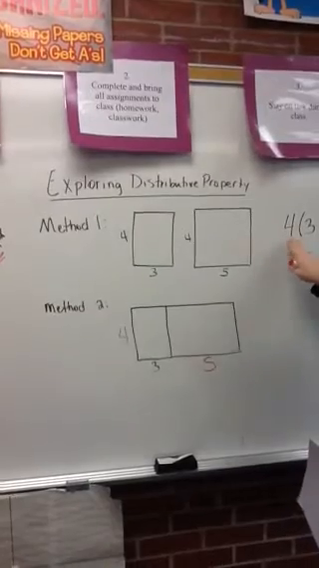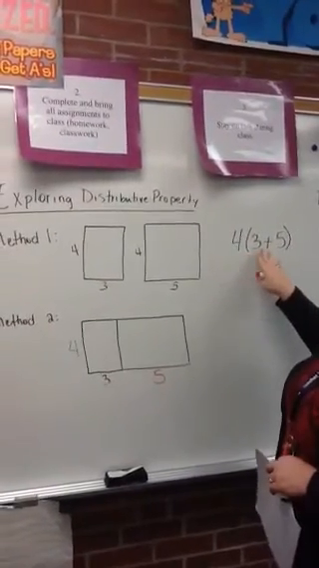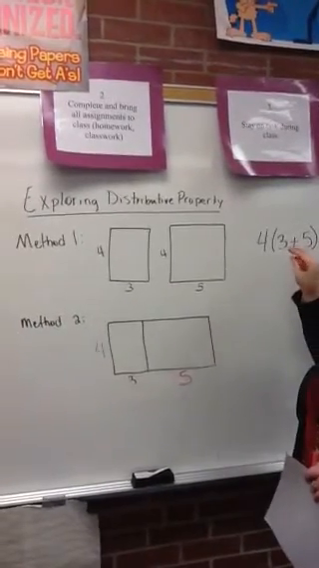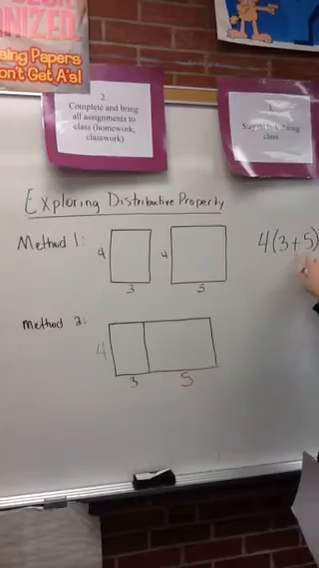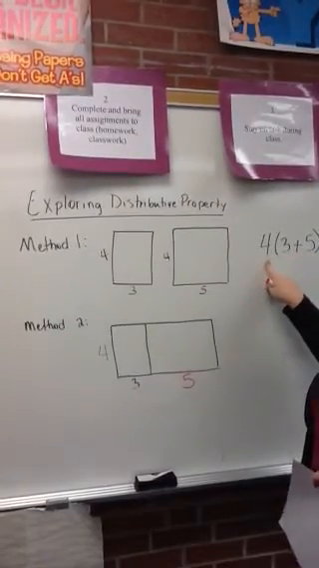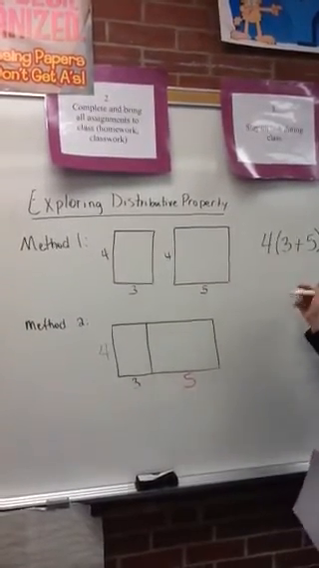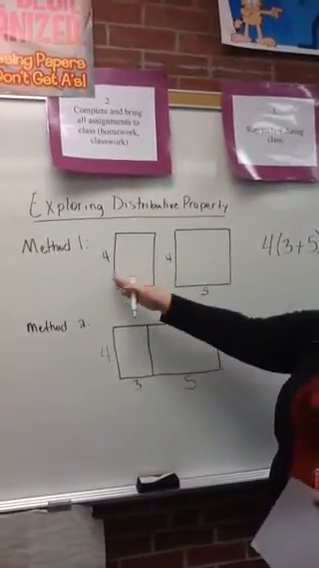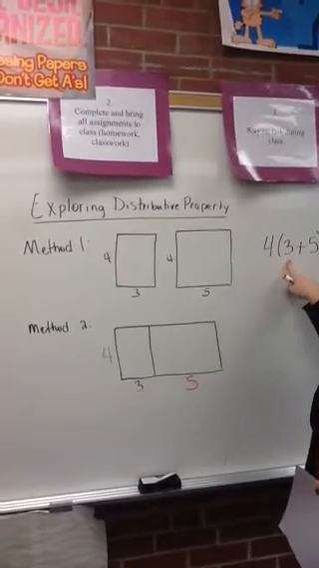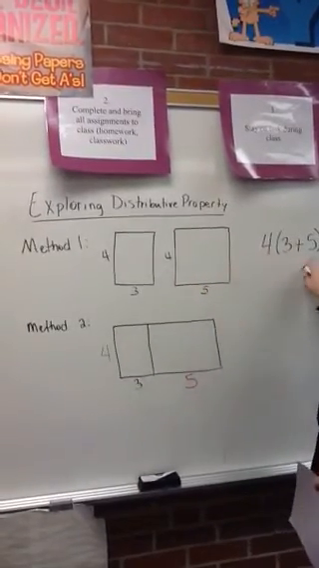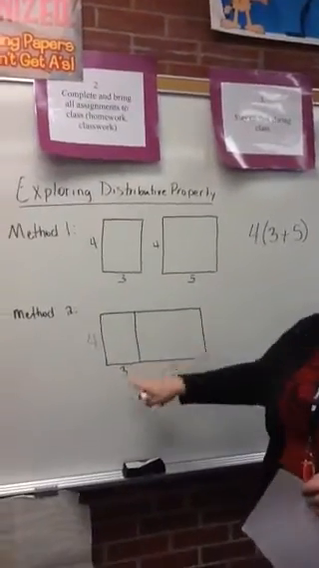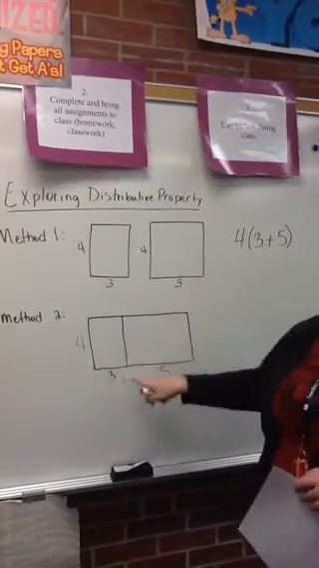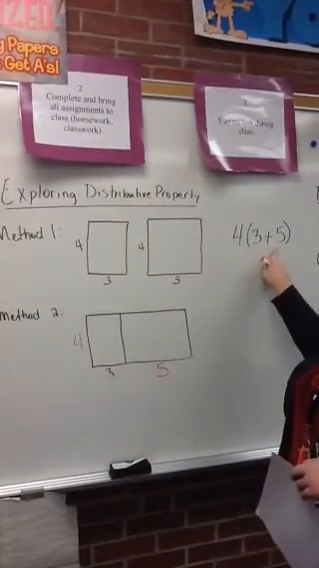The problem is 4 parentheses 3 plus 5. But instead of doing the order of operations and saying 3 plus 5 and then times 4, there's another way of solving. There are 2 methods you can use. You can either break this up into a 4 by 3, because 4 and 3 are the first 2 numbers, and a 4 by 5, or you can just make a box and do 4, because that's your outside number, that's what you're sharing, and 3 and 5, because those are the inside.